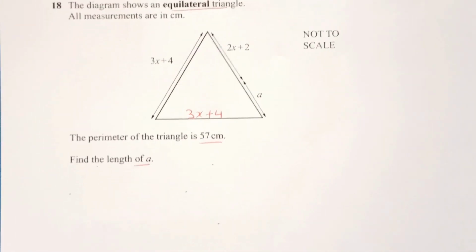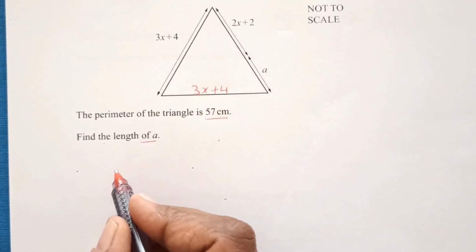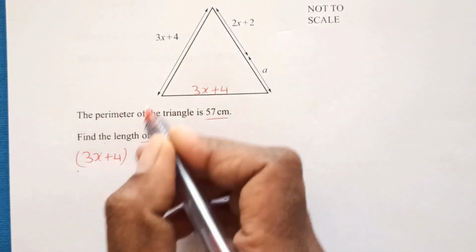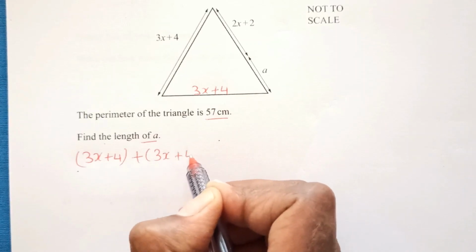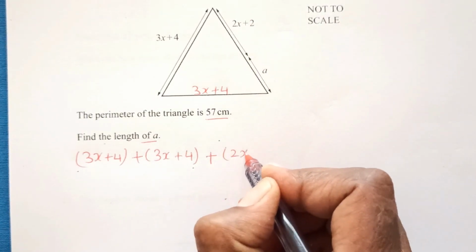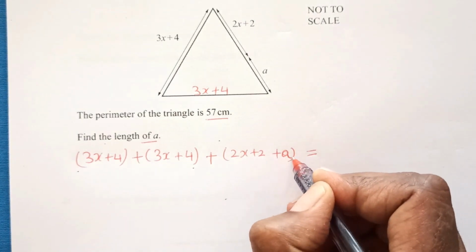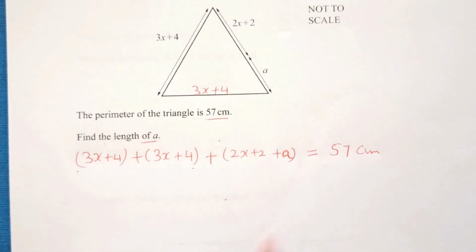Now we are given the perimeter. Perimeter is the sum of all the sides. So it will be 3x plus 4 for this side, plus 3x plus 4 again, plus this side, which is 2x plus 2 plus a. And all of these are equal to 57, the sum of all the sides, which is given to us.